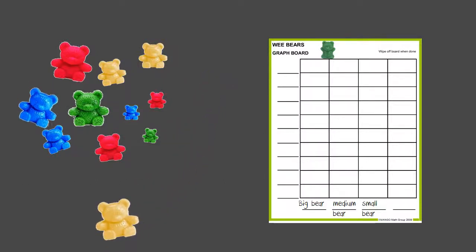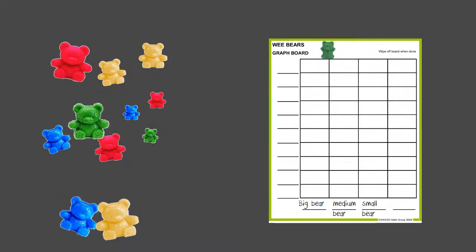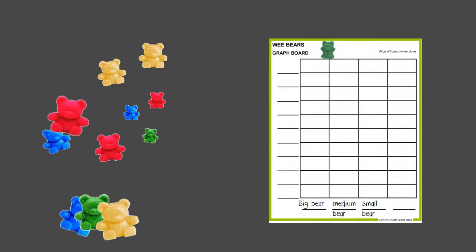I'm going to put all the large bears together, and then I'm going to mark that on the graph, and I have 4 large bears, so I'm going to fill in 4 squares to show 4 large bears. You can also place the bears directly onto the grid if they want to do it that way.